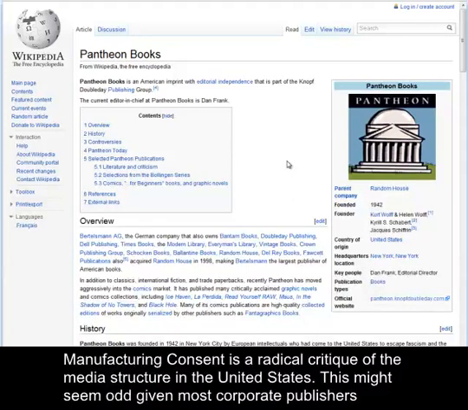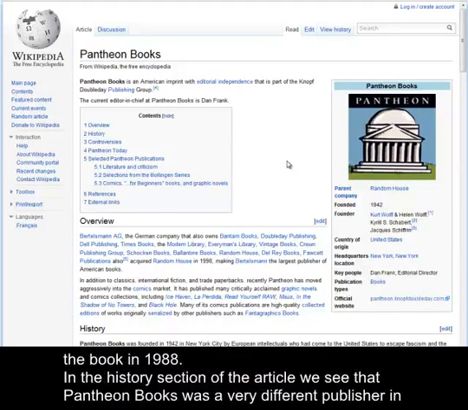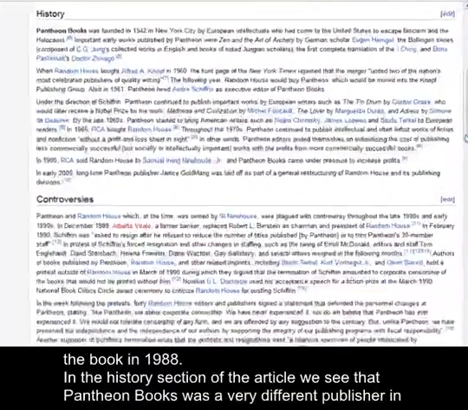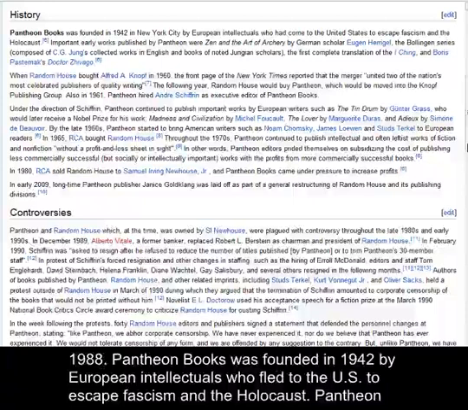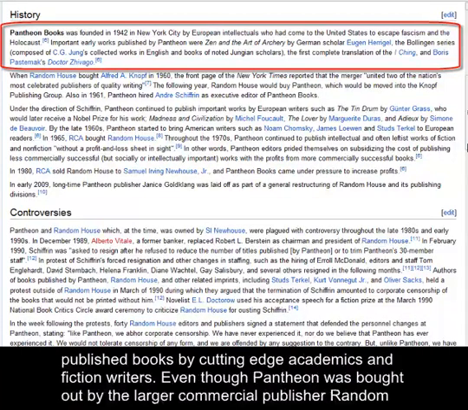This might seem odd given most corporate publishers' reluctance to print radical structural critiques of society. But if we read further down the Wikipedia article, we see why Pantheon originally published the book in 1988. In the history section of the article, we see that Pantheon was a very different publisher in 1988. Pantheon Books was founded in 1942 by European intellectuals who fled to the U.S. to escape fascism and the Holocaust. Pantheon published books by cutting-edge academics and fiction writers.